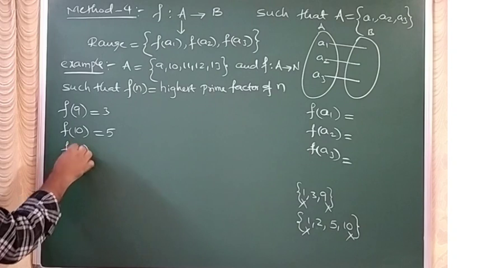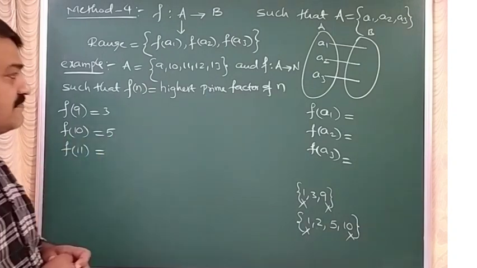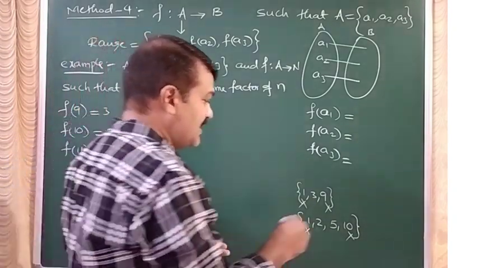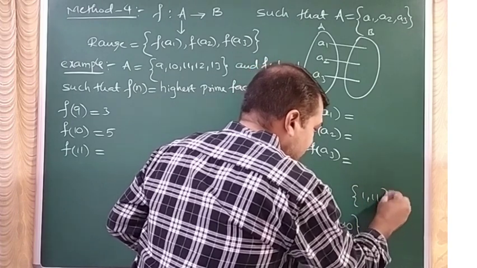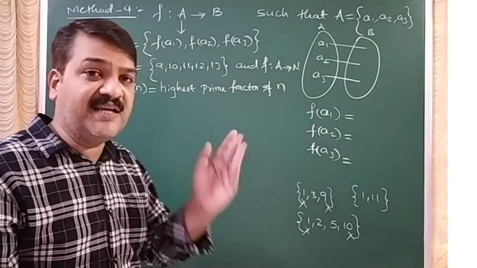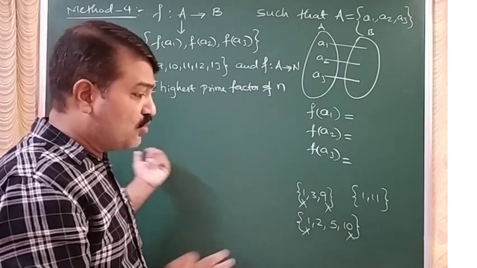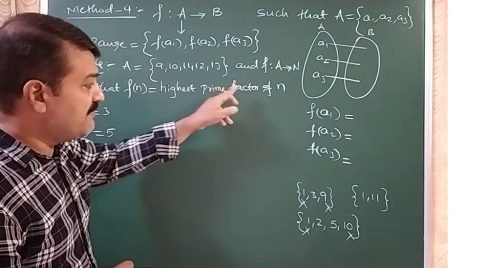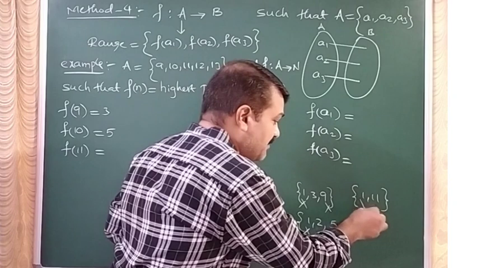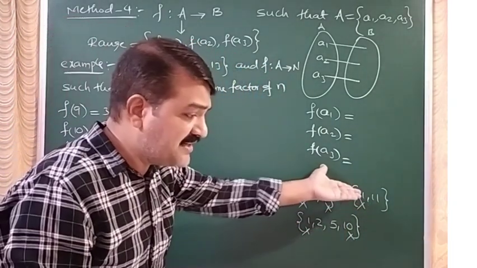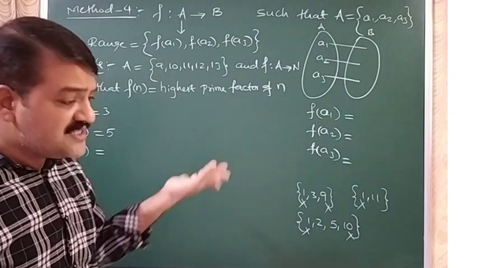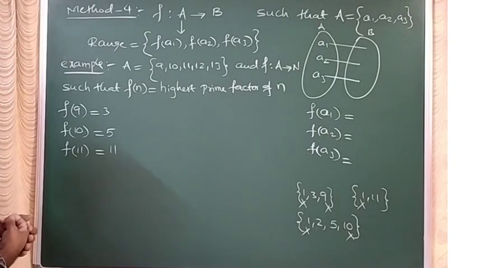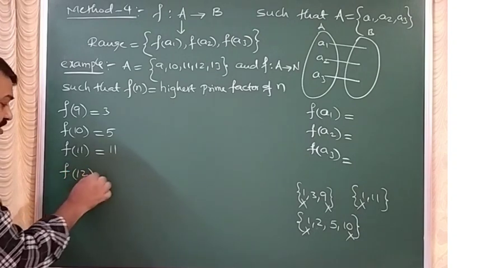Now image of 11. Factors of 11. 11 is a prime number, so factors of 11 means only 1 and itself, because it's a prime number, no other factors will be there except 1 and itself. So what is the highest prime factor of 11? Remove non-prime numbers. Only one factor is there which is prime, that itself is the answer. So the highest prime factor of 11 means 11 only.